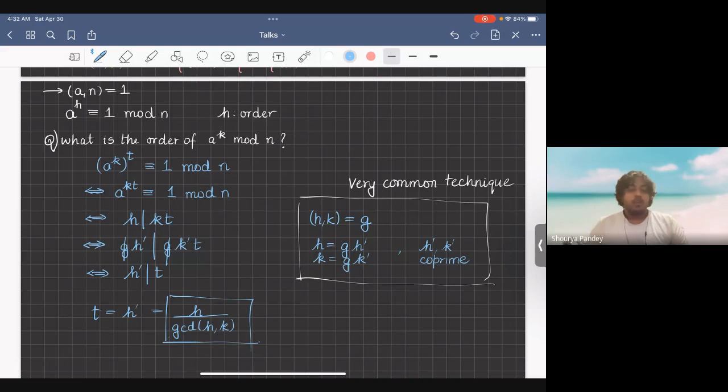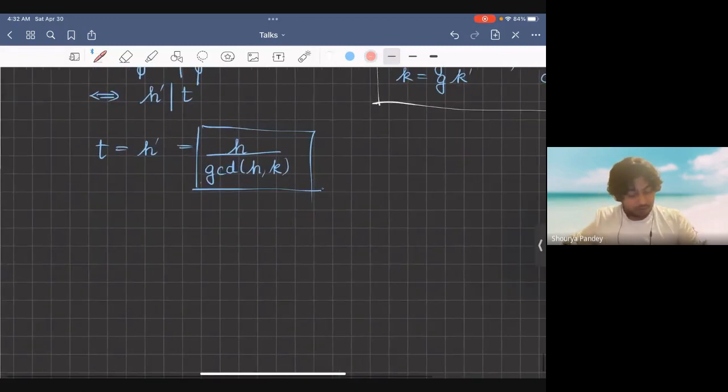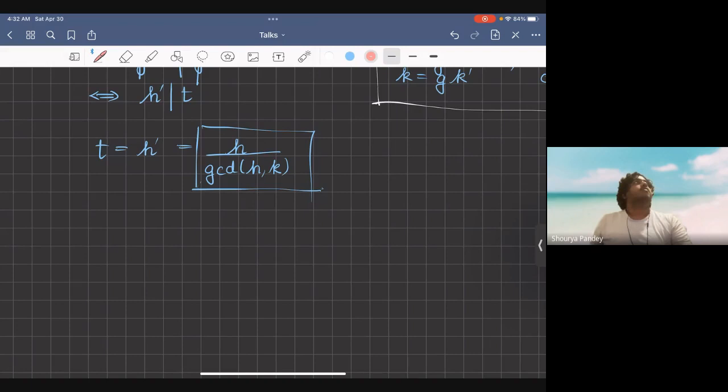Sorry, okay, can you give an example? Yes, I can give an example. Yes, sure. Let me just construct a nice example.